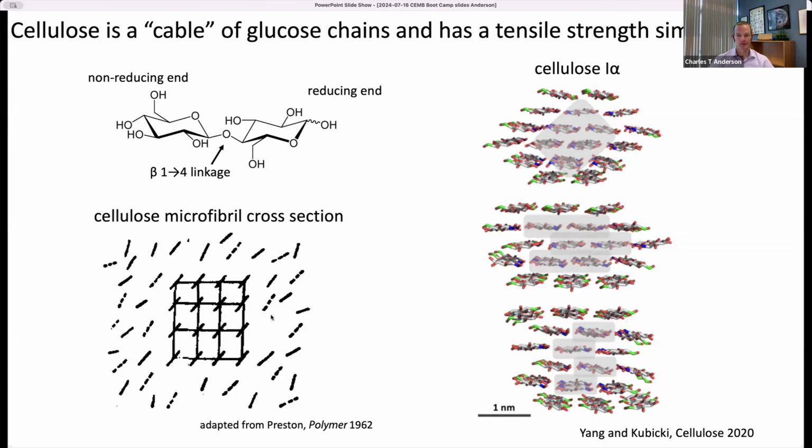So cellulose has this amazing property that it has very high tensile strength because of the strength of this glycosidic bond and also the hydrogen bonding that exists between glucan chains in the cellulose crystalline configuration. So its tensile strength is similar to that of steel, and that's part of the reason that we make a lot of our clothing out of cotton, which is primarily cellulose.